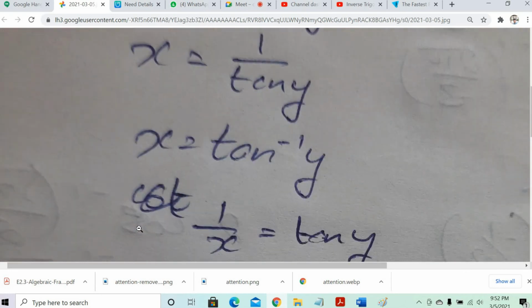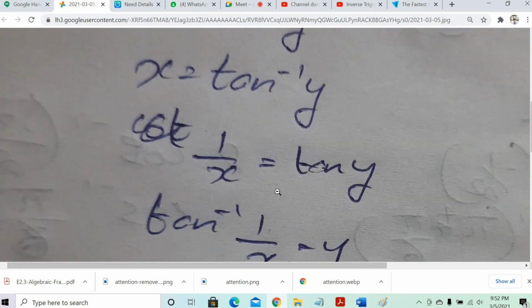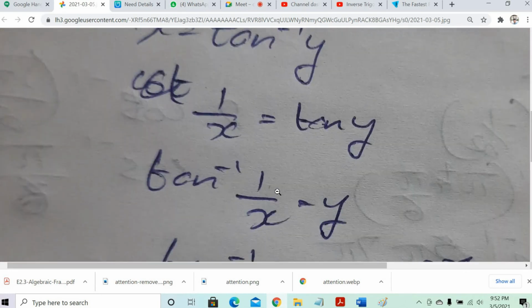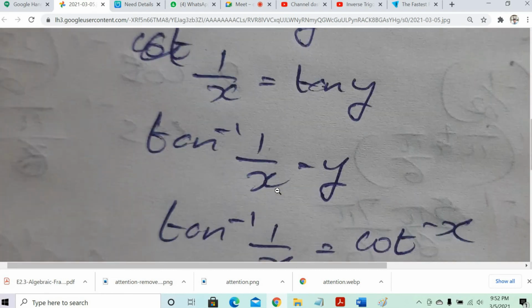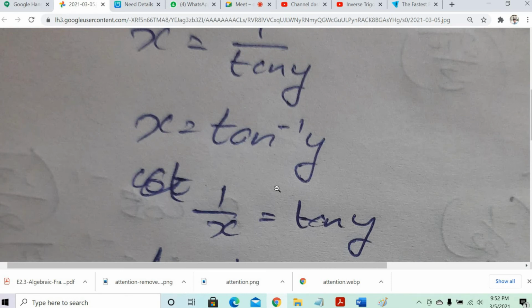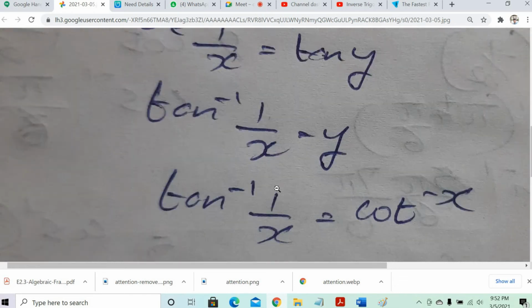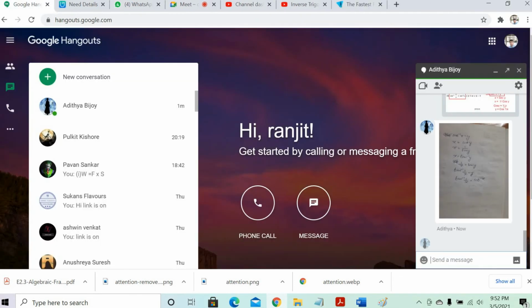x is equal to 1 by x, y is equal to tan inverse of 1 by x. Yes, correct answer. Let's go to the next part now.